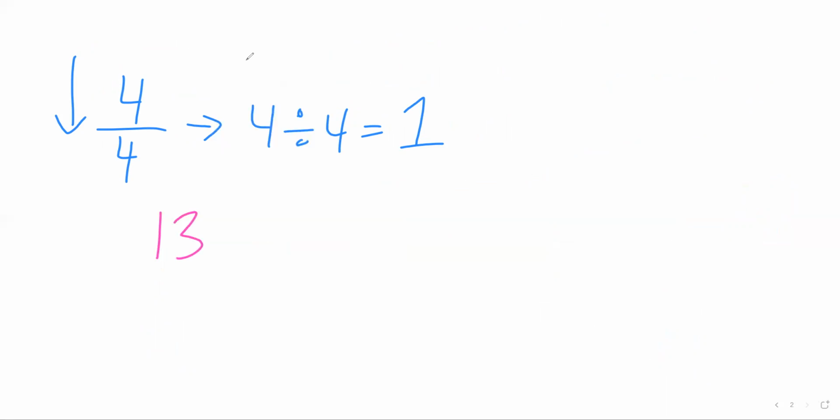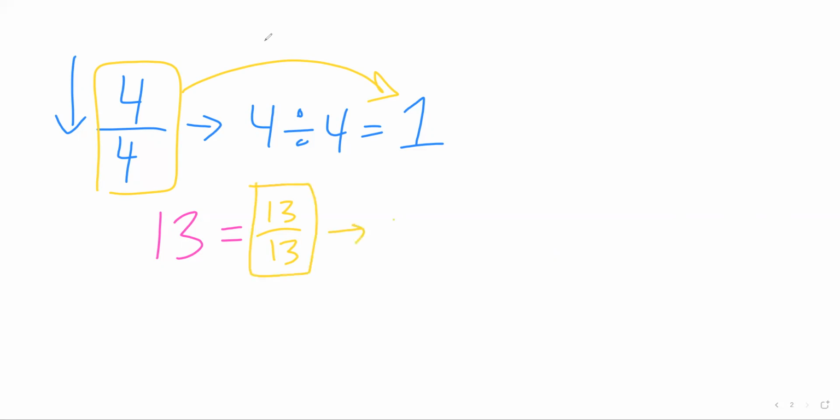So if I had a number like 13, how do I create an equivalent fraction? Based on what we just talked about, our first thought might be, oh cool, if I just make that 13 out of 13, that would be an equivalent fraction. But that's actually not correct, because 13 divided by 13 equals 1, and 1 and 13 are not equal.